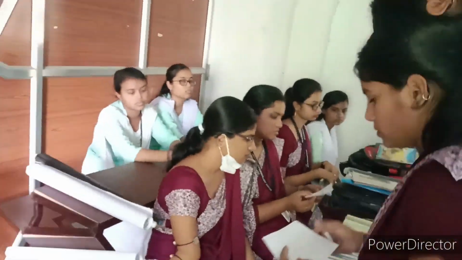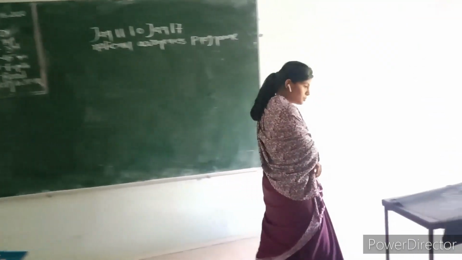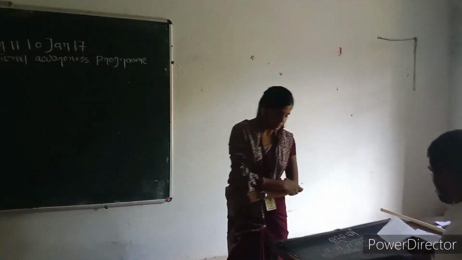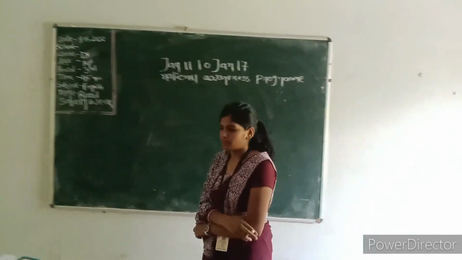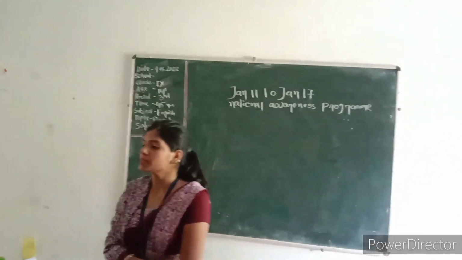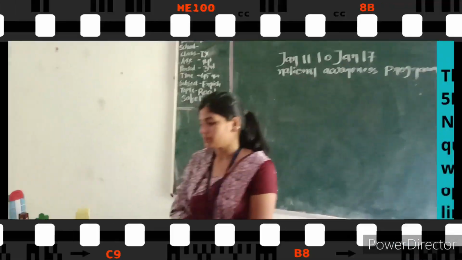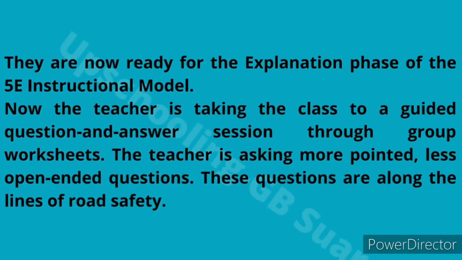Here are the questions. Group 1 and 2, group 3 and 4. Read the question properly and answer them. Are you ready for this? Okay. Last minute? Finished? They are now ready for the explanation phase of the 5E instructional model.